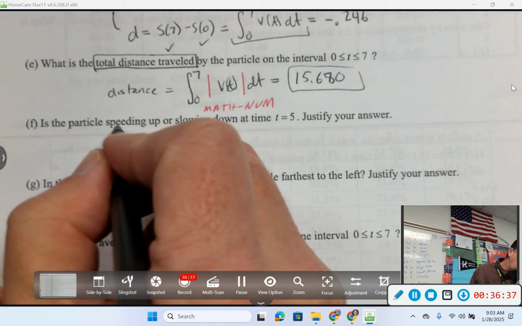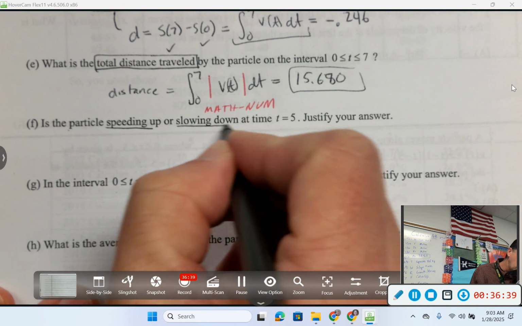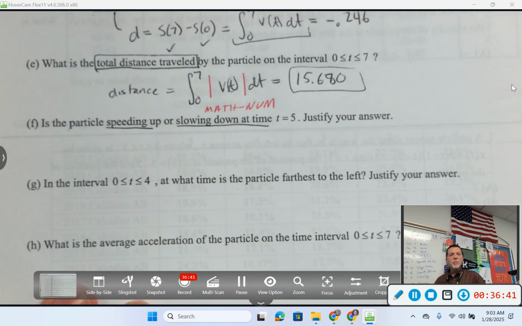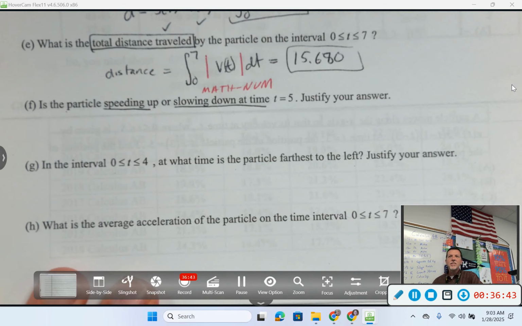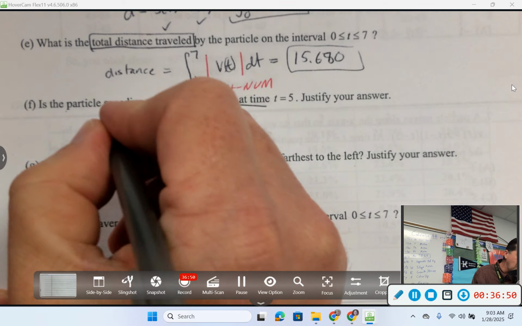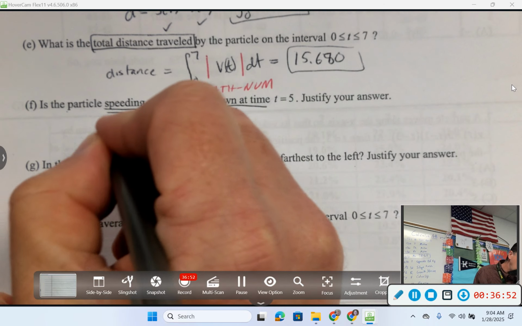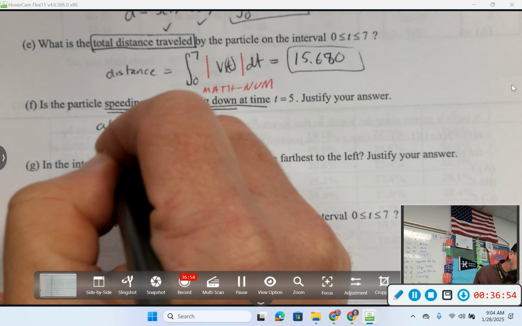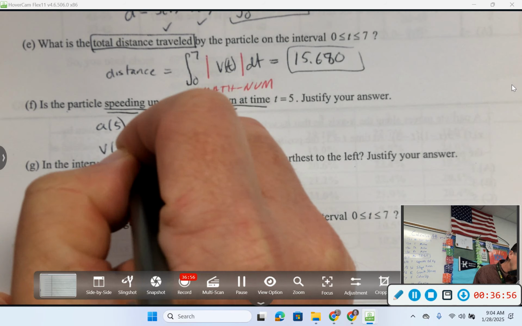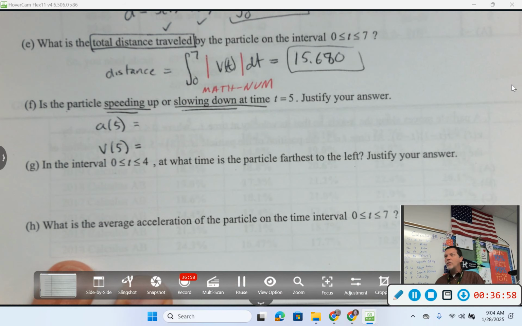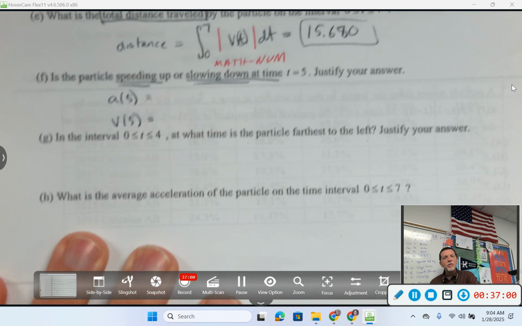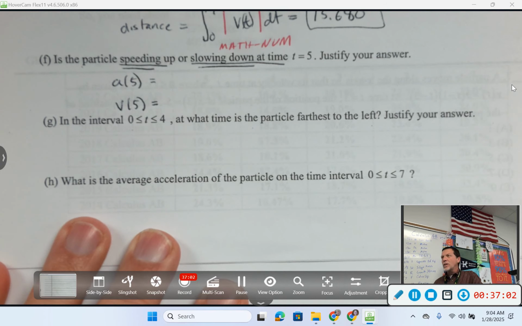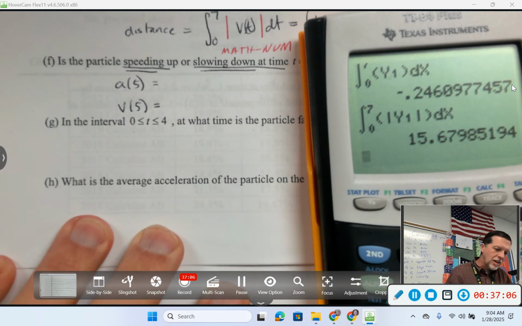All right, part F, speeding up or slowing down. So what do I need for speeding up and slowing down? I've done this problem before. I need acceleration and velocity. So I need A of 5 and V of 5. Having just one of those is not enough. Some of you on that test, you'd say, oh, acceleration is positive, so we're speeding up. No, speeding up, slowing down, you have to get both of those.